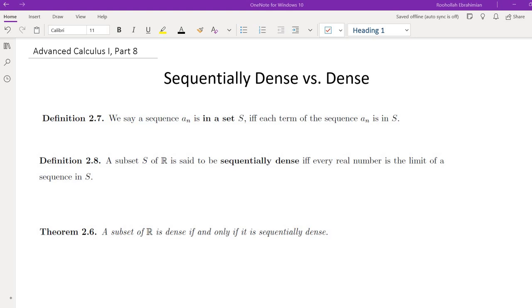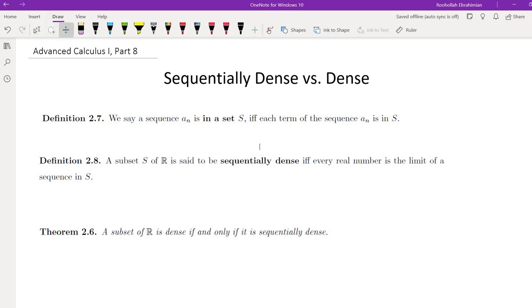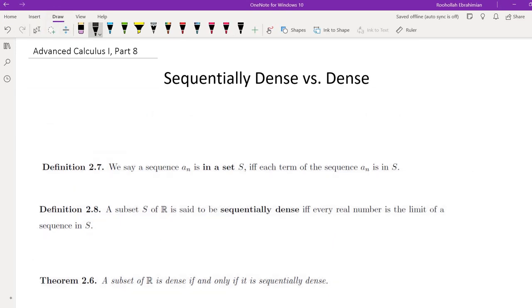Hello. In this video, we're going to talk about sequentially dense subsets of R and their relationship with dense subsets of R. Just to remind you, a subset of real numbers is called dense if there is an element of that set inside every interval. So if you take an interval A to B, there is always an element S inside S, and that's when we say the set S is a dense subset.